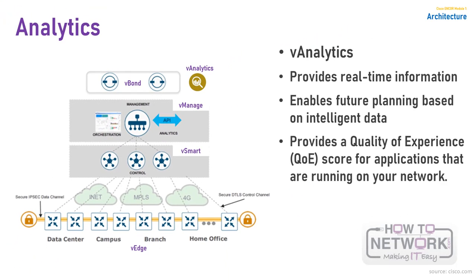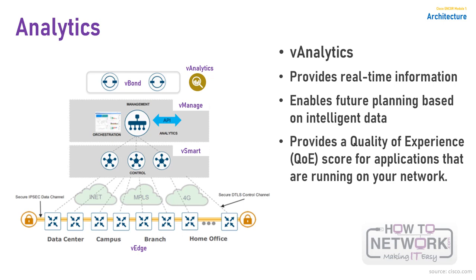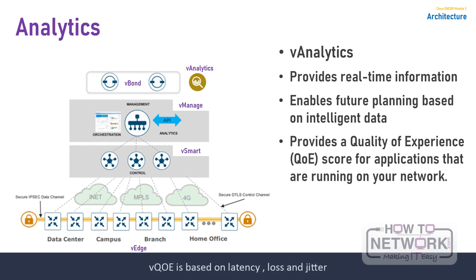The vAnalytics dashboard serves as an interactive overview of your network and an entrance point for more details. The dashboard displays information for the last 24 hours. You have an option to drill down and select various time periods for which to display data. The vAnalytics platform displays application performance with quality of experience, or vQoE, value. The vQoE value ranges from 0 to 10, with 0 as the worst performance and 10 as the best. The vAnalytics platform calculates the vQoE value based on latency, loss, and jitter, customizing the calculation for each application.